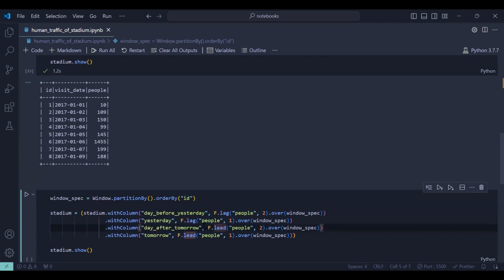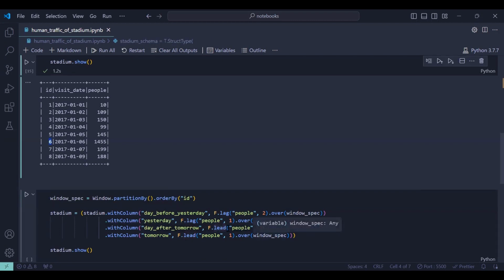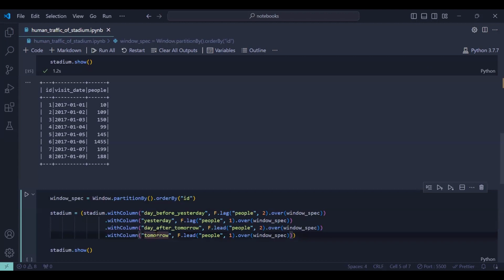So this line is lead. If you see the lead, let's say I'm considering 6 again. Lead 2 rows means 7 and 8. So that is day after tomorrow. Lead one line means from 6 it is 7. So that means tomorrow. Clear?